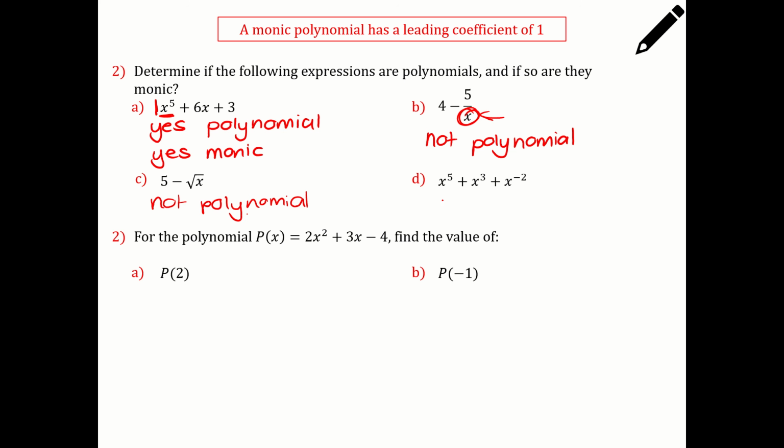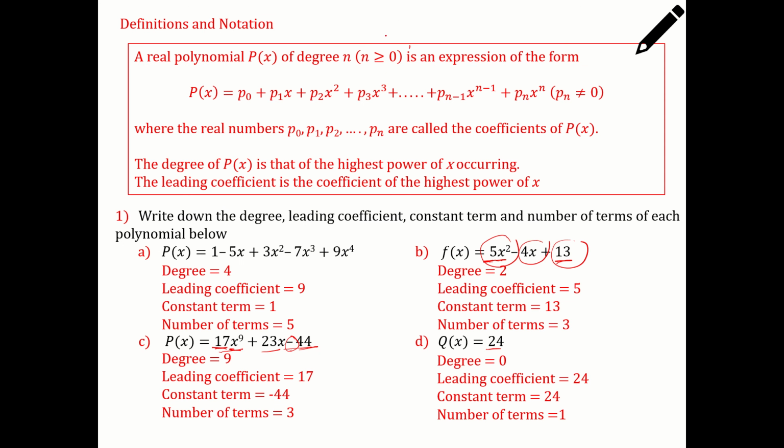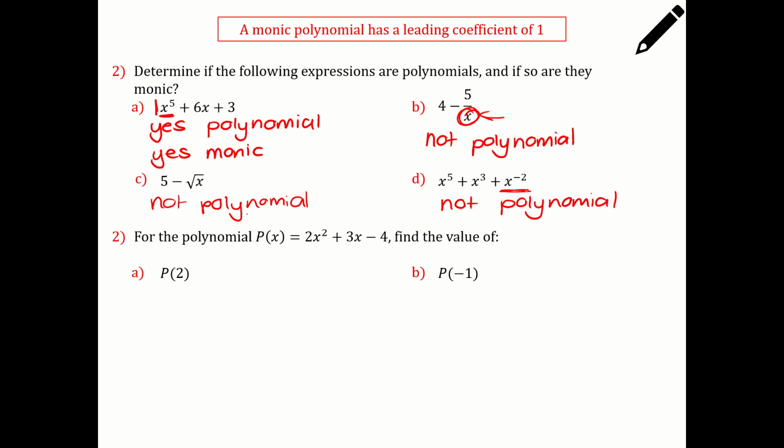This is also not a polynomial because we have x to the power of -2. And if you go back to the previous slide, you can see it's where the degree is greater than or equal to 0. And this is less than 0, so it's not a polynomial.